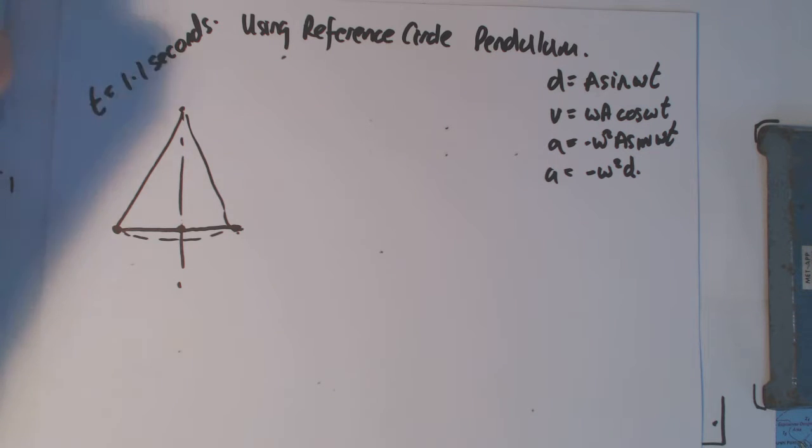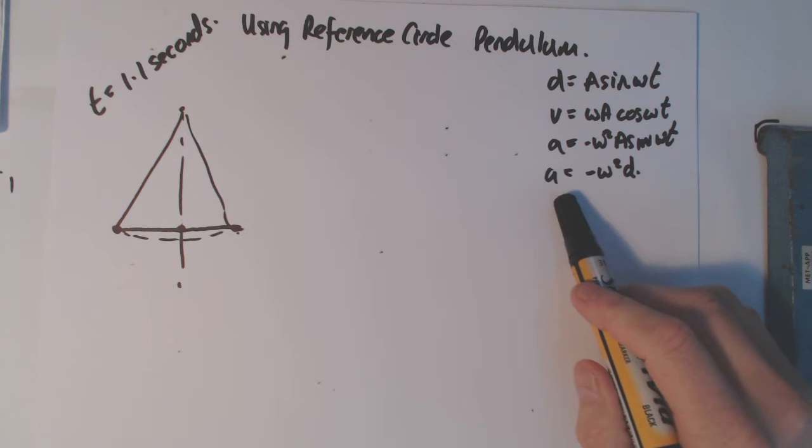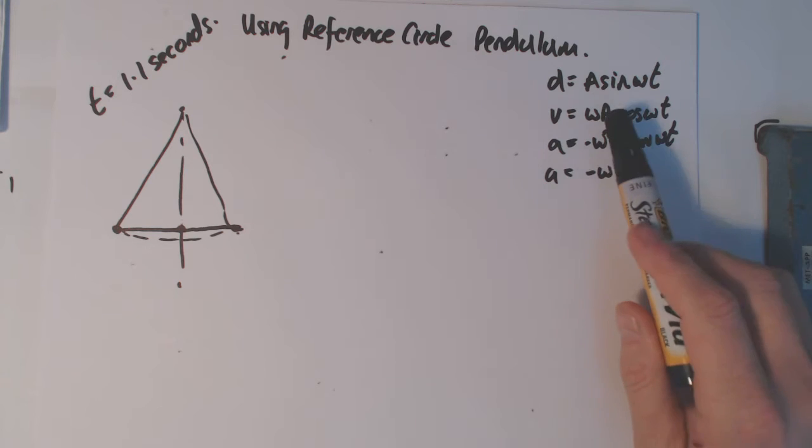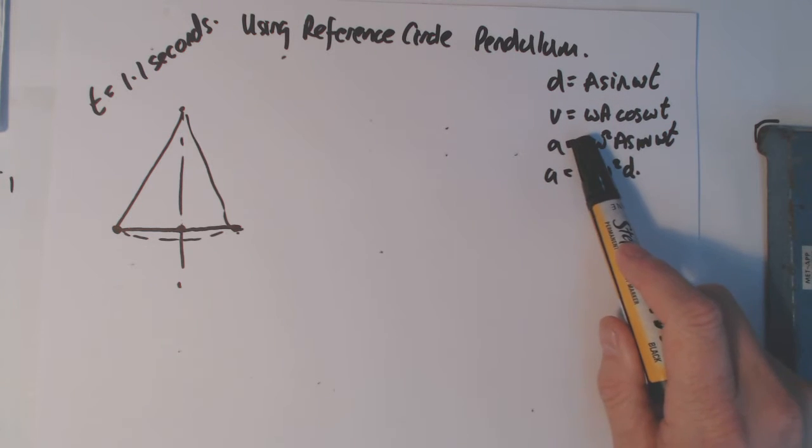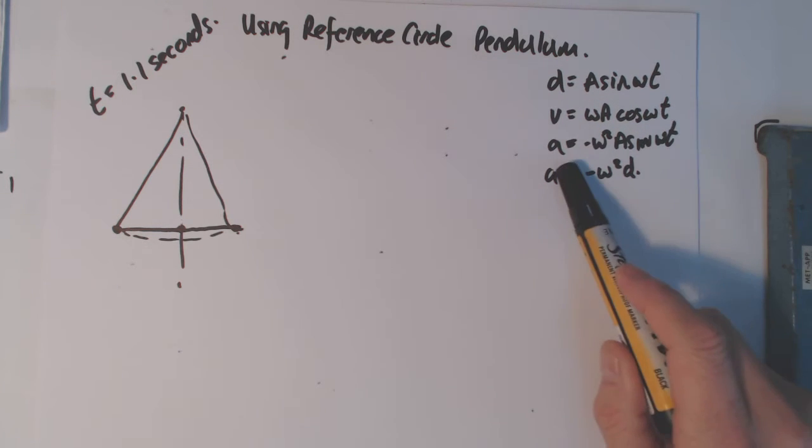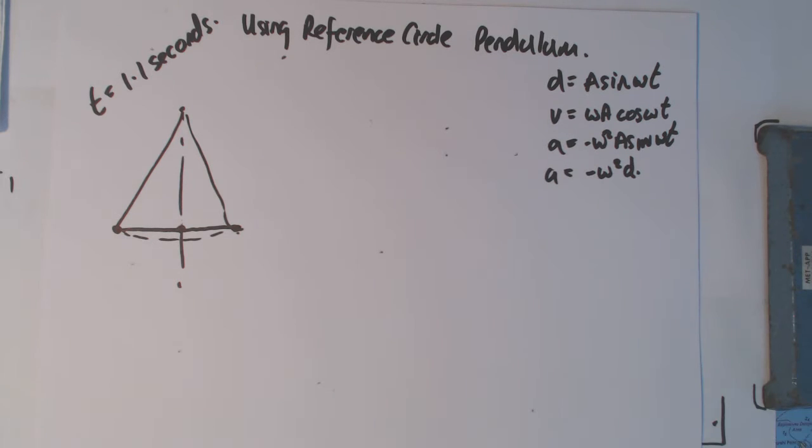Let's remind ourselves of the equations. d equals A sine omega t, v equals omega A cos omega t, and acceleration a equals minus omega squared A sine omega t, which is the same as minus omega squared d. Now in this example I've got T equals 1.1, it's a pendulum swinging backwards and forwards.